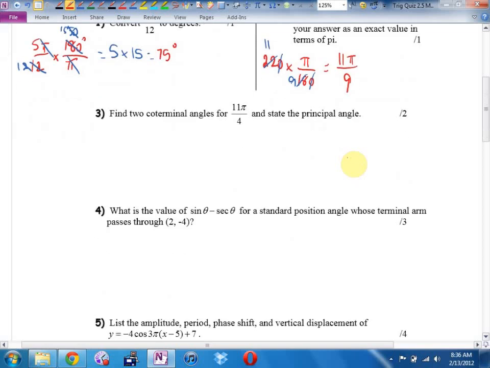Find two coterminal angles for 11 pi by 4. Okay. I'm going to add 2 pi. Wait a minute, that's dumb, Mr. Dueck. Spencer, what's my denominator here? You know what? I'm going to add 8 pi by 4. And I'm also going to subtract 8 pi by 4. It looks like 19 pi by 4. It looks like 11 take away 8, 3 pi by 4. Did anybody add another time? If you add 8 pi, 27 pi by 4 would work.